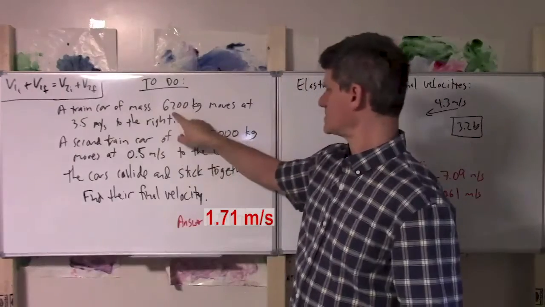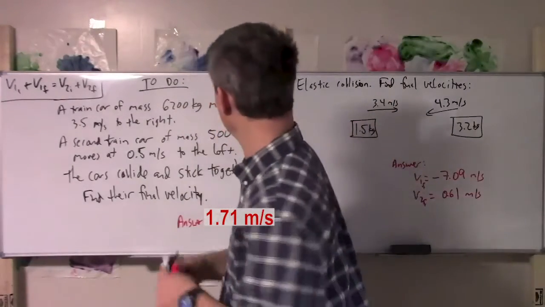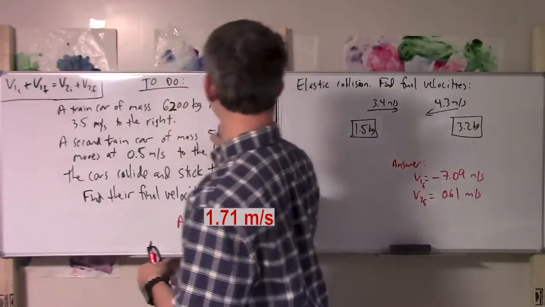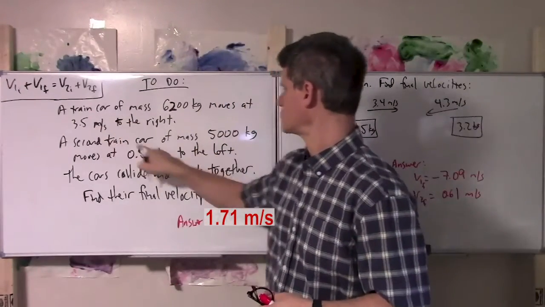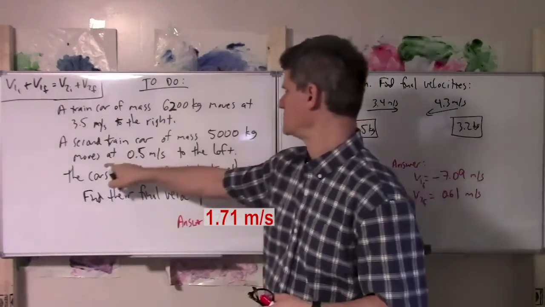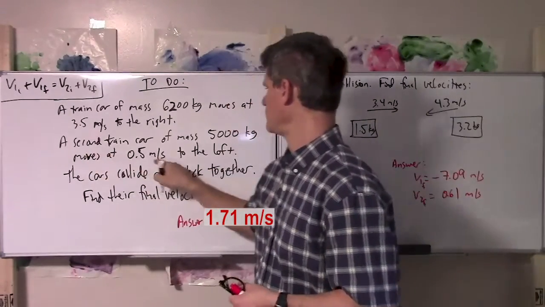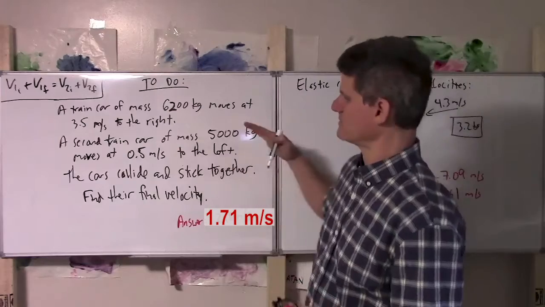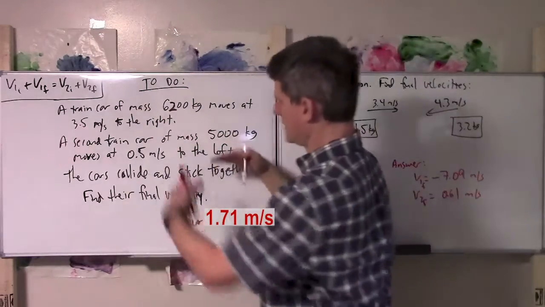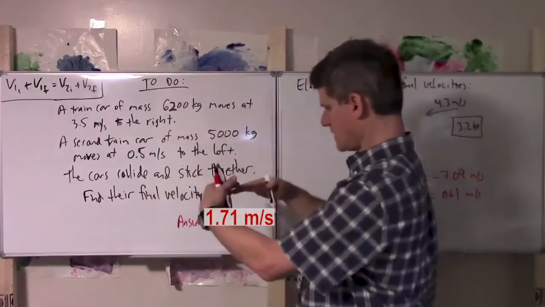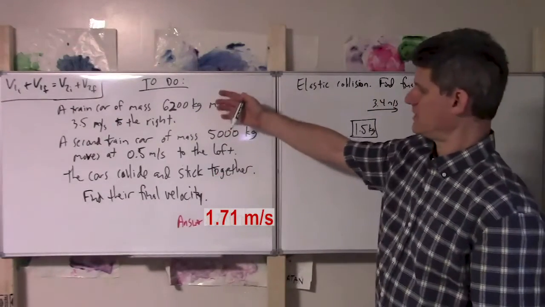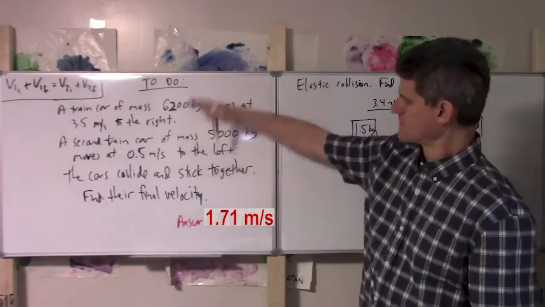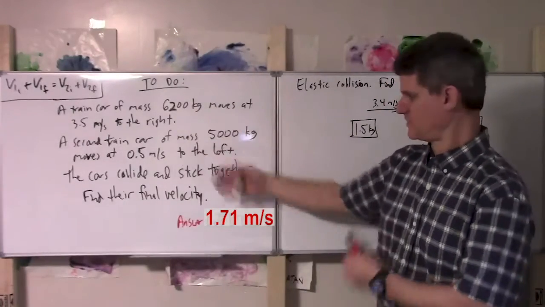And that's about it. A train car of mass 6,200 kilograms moves at 3.5 meters per second to the right. A second train car of mass 5,000 kilograms moves at 0.5 meters per second to the left. So that one's kind of like rolling slowly, where this one's actually kind of moving. They collide and stick together, find their final velocity. It would of course be easier to just draw the picture, but sometimes I'll ask a question in terms of words so that you have to figure out what it looks like.